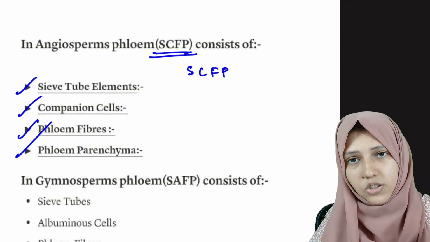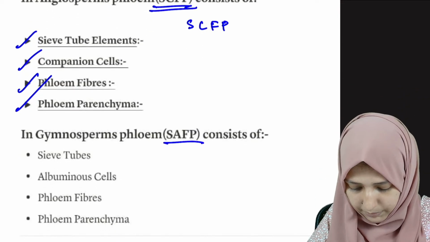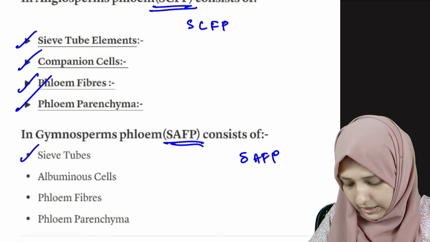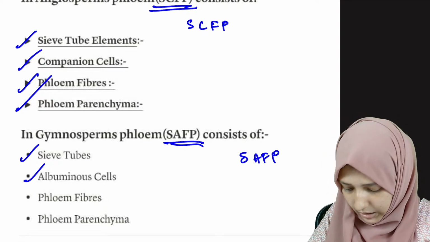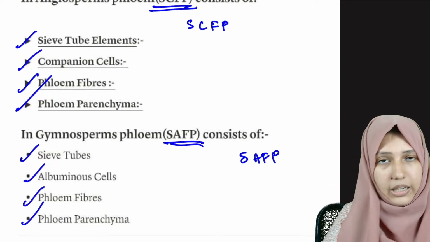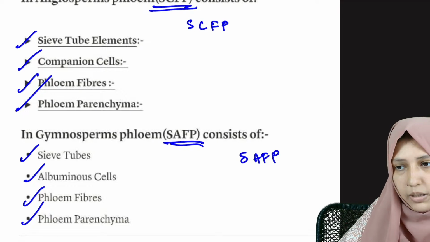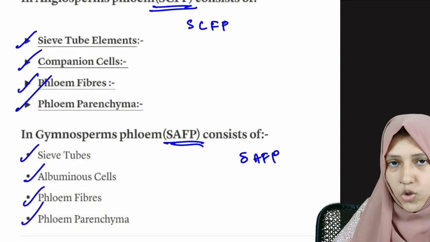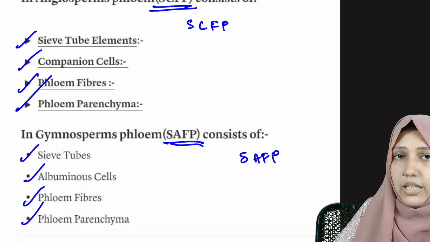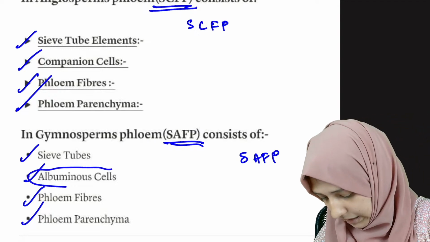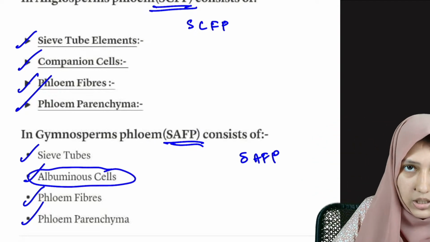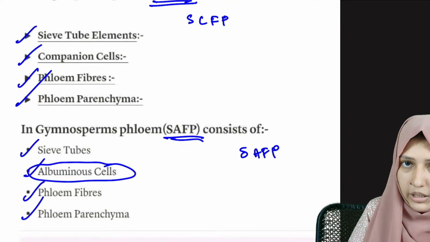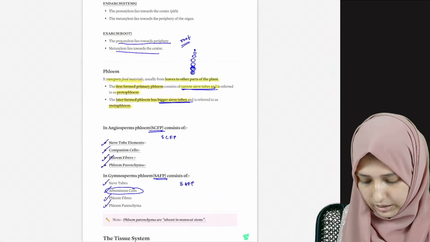Clear? And in gymnosperms, the phloem will be having SAFP, which means they will be having sieve tubes, albuminous cells, phloem fibers and phloem parenchyma again. So in common they will be having sieve tube elements, phloem fibers and phloem parenchyma. In angiosperms they will be having companion cells, whereas in gymnosperms they will be having albuminous cells instead of companion cells. And there is one more point to be noted. These sieve tube elements and companion cells are formed together. They are found together. They are dependent on each other.